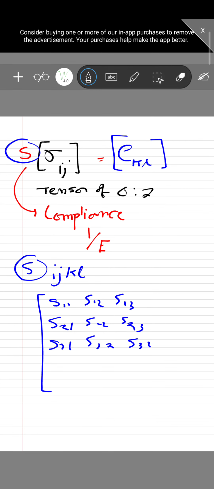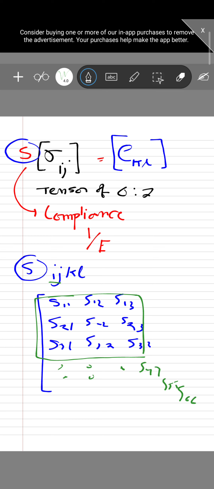This is for the ij part. Apart from that, we'll have more components, specifically along the diagonals, so it will be S44, S55, and S66. Other values will be equal to 0. Similar for this case. This is what the compliance matrix Sijkl looks like.